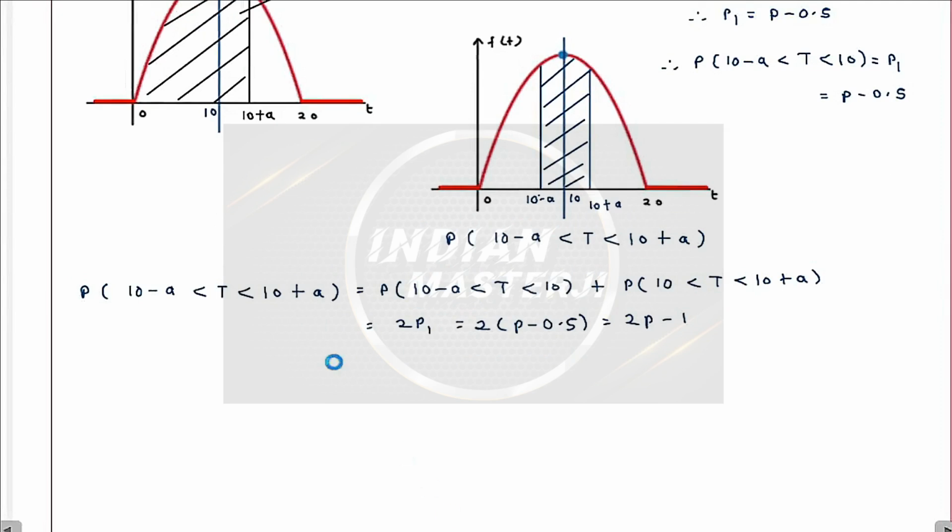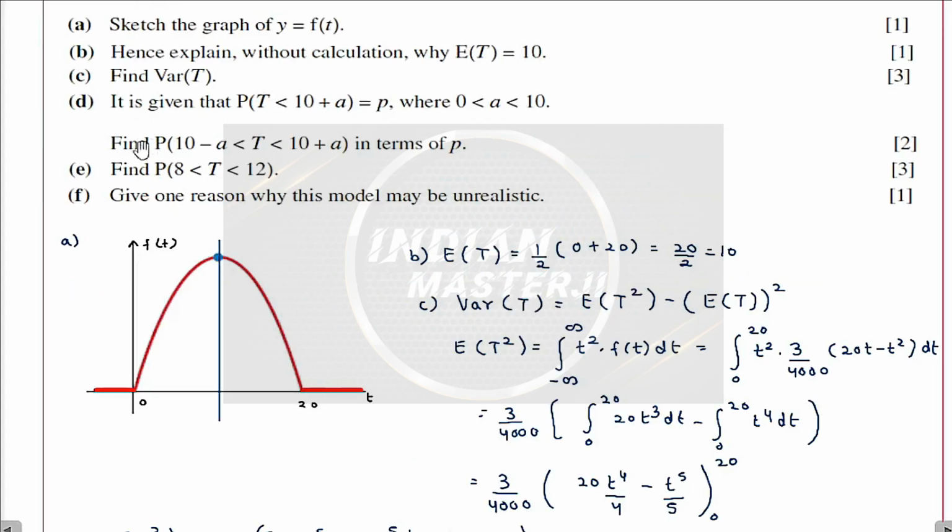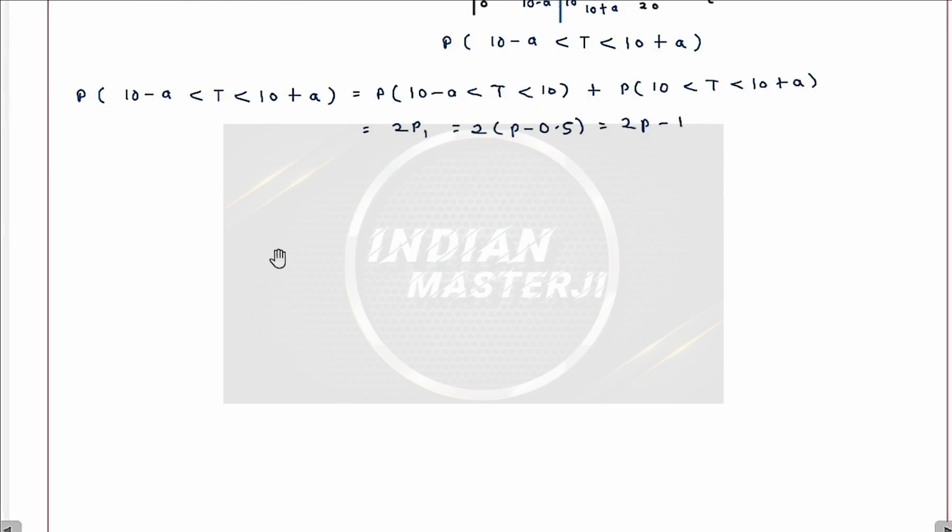Let's go to part D. Sorry, that was part D, let's go to part E. They are saying find the probability of T being greater than 8 and less than 12. If we have to find this particular probability, this will be simply the area under the graph for this particular interval, correct? So that will be equal to the integration of f of t with respect to t when t is varying from 8 to 12.